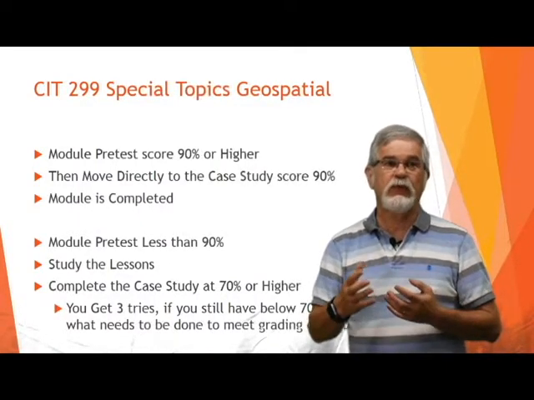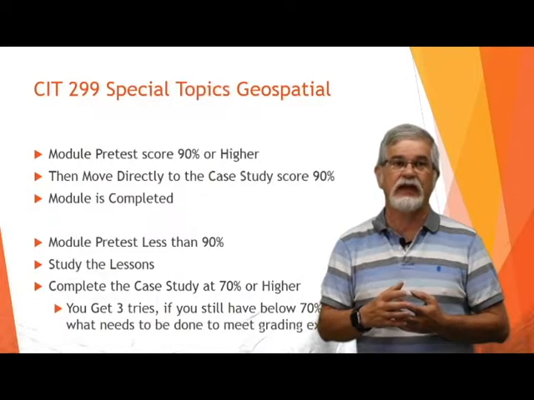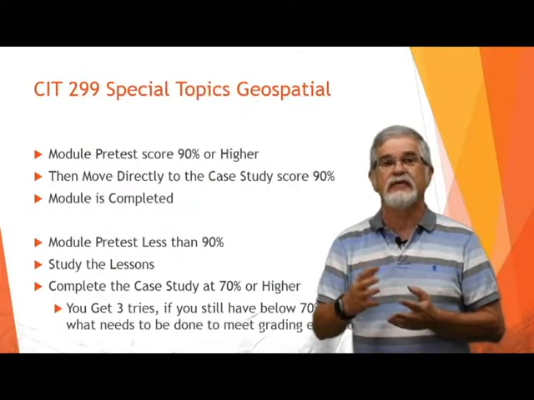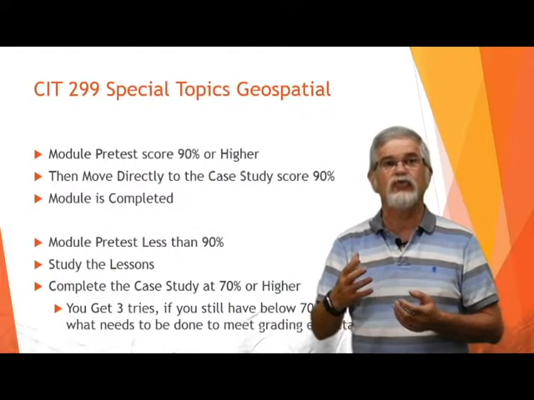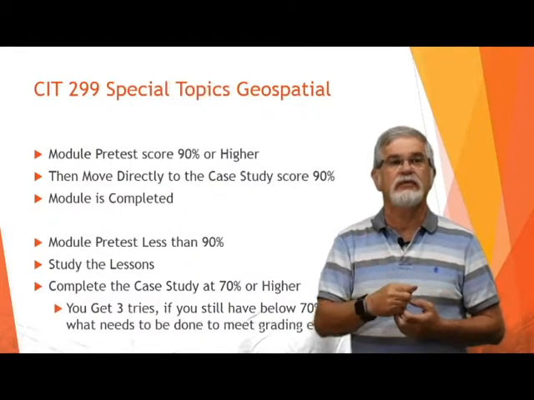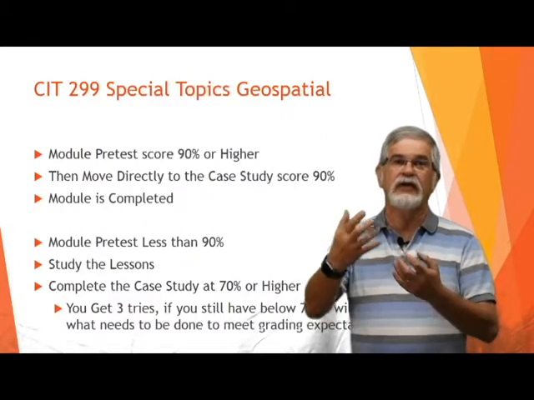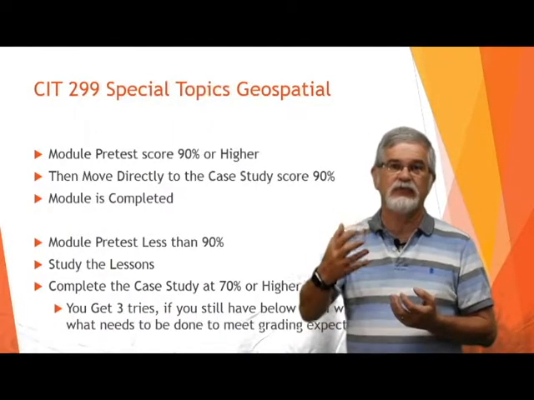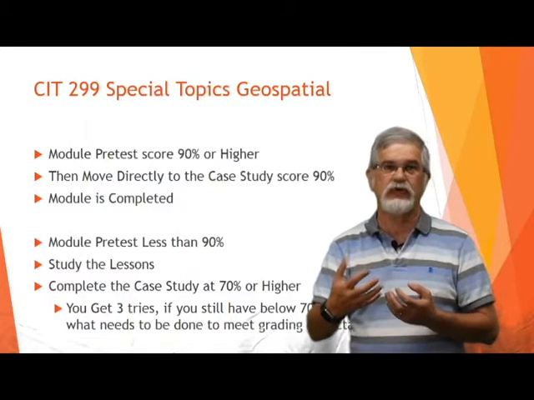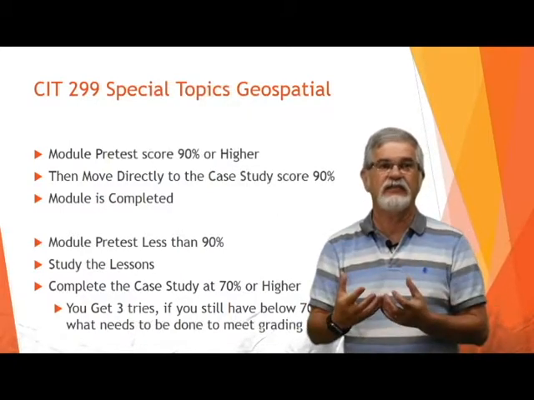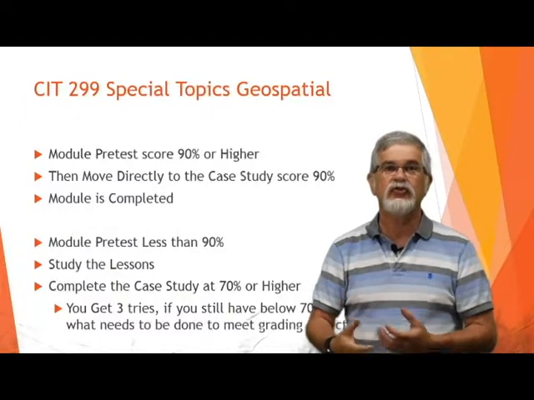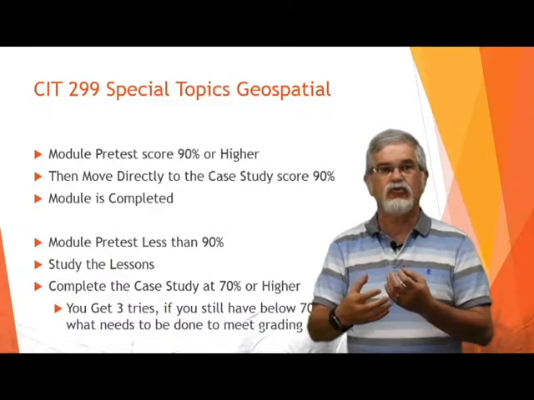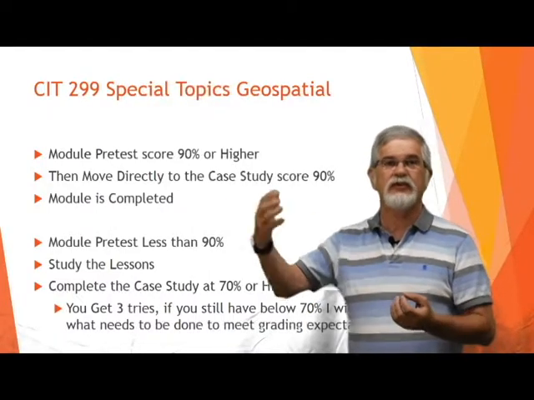Now we assume most people are probably not going to score 90% on the pretest or on the ending assessment. For those who score less than 90% on the pretest, you're going to drop down and learn material that's going to be useful for your final assessment. So you'll have some assignments that you turn in, including screen capture pictures. Then you'll do the ending assessment, and if you score 75% or higher, you'll move on to the next module.